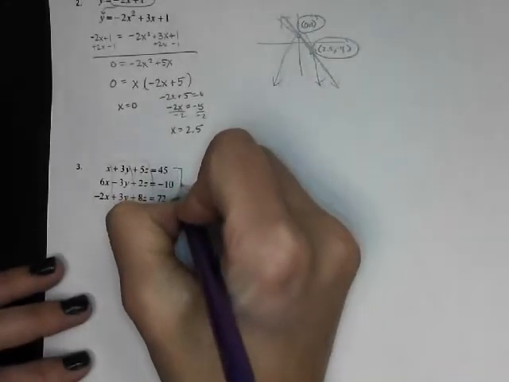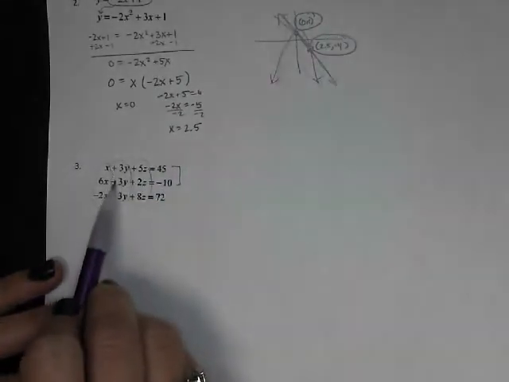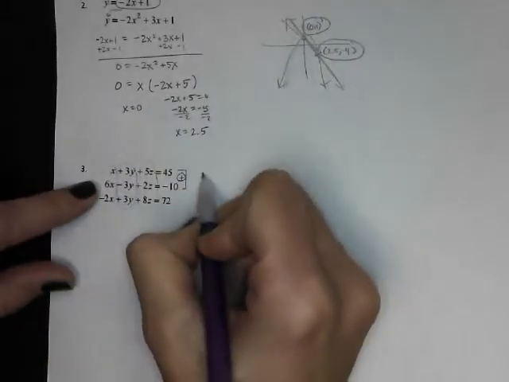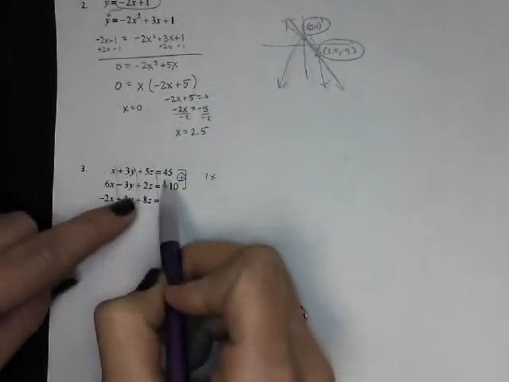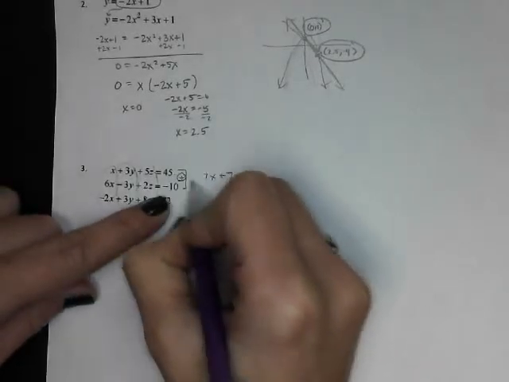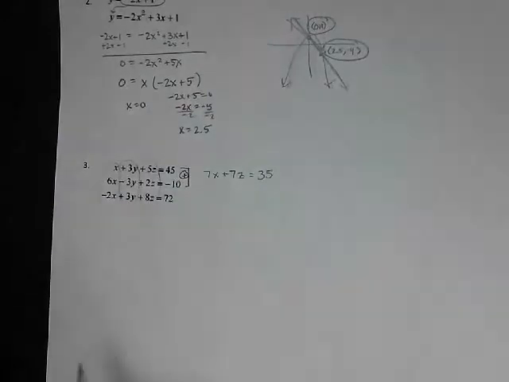You just decide on my first 2 equations, am I going to add or subtract? In opposite signs, I always say to add. So x plus 6x is 7x. That'll cancel. 5z plus 2z is 7z. And 45 plus negative 10 is 35.